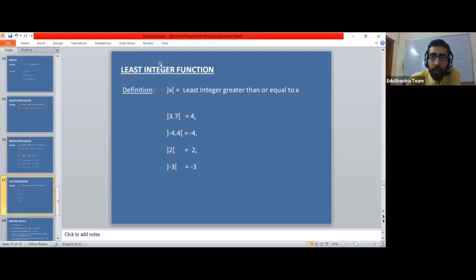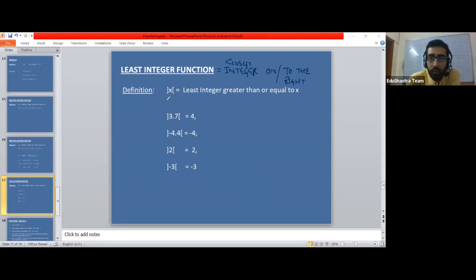Similarly, there's also something called the least integer function. The least integer function is greater than or equal to x. So the greatest integer function was the closest integer on the left. The least integer function is an integer. It is the closest integer on the right, on or to the right of the number.